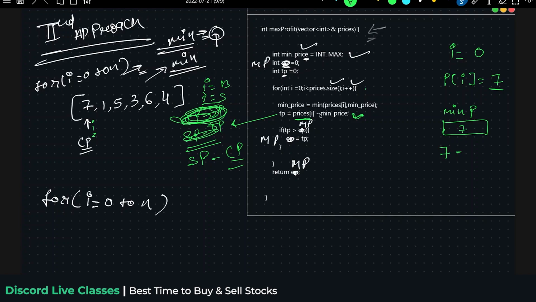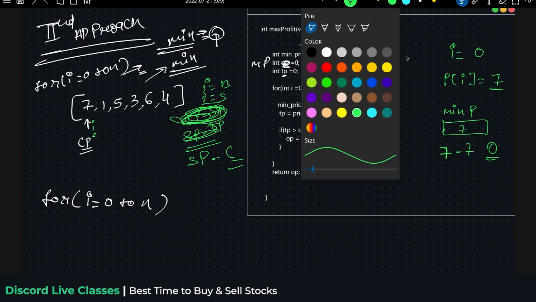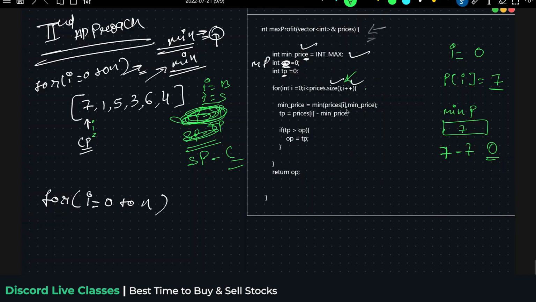So I will buy this particular stock. Let's say prices of I is how much? 7. Okay. And minimum price is how much? 7. 7 minus 7 is 0. I am getting today's profit as 0. So I will do nothing, and then I will move towards the plus plus. Let me remove all this. I will move with the plus plus. What will happen? I value becomes 1.